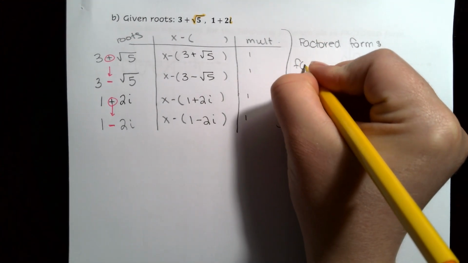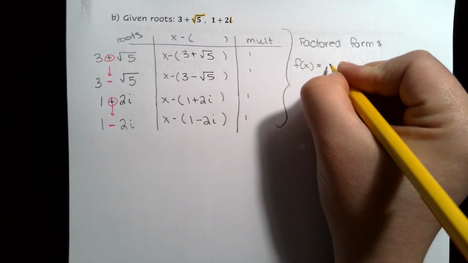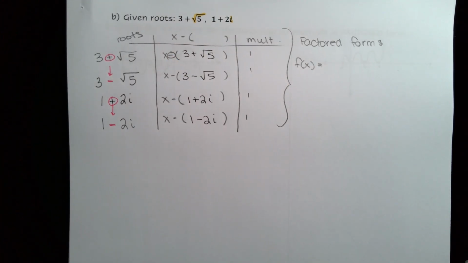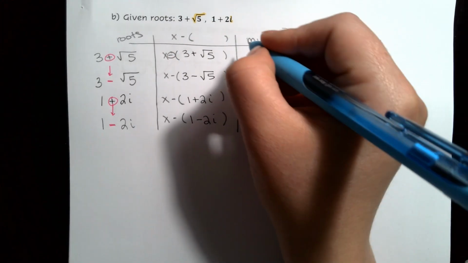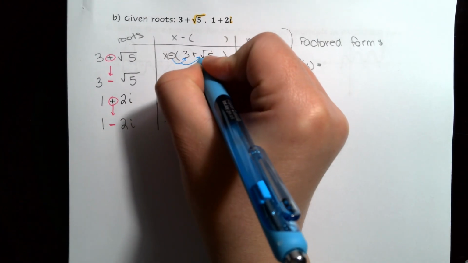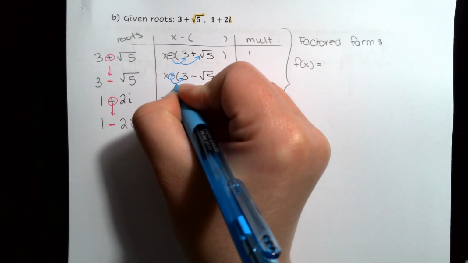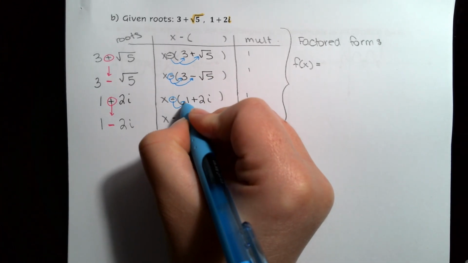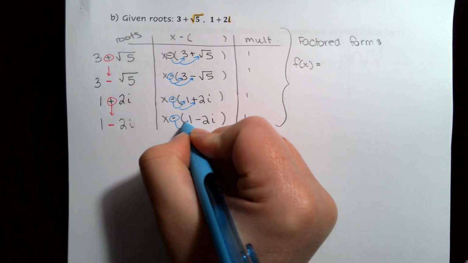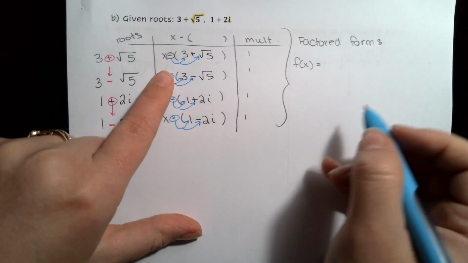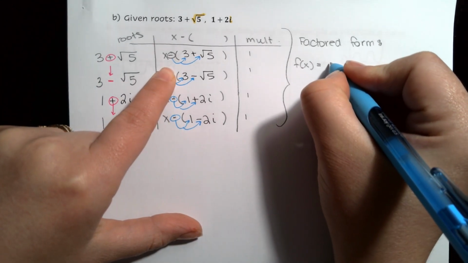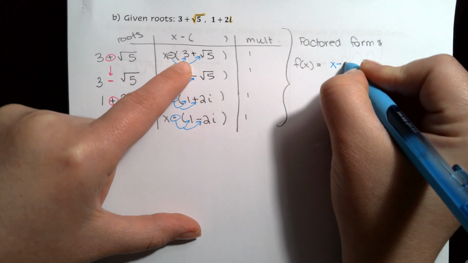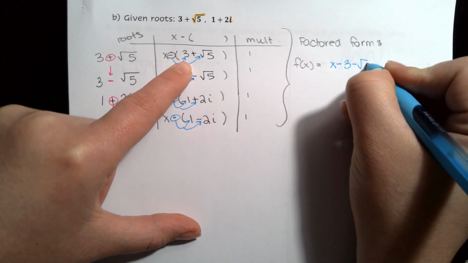they're asking for a function. So f of x is equal to, distribute this minus onto 3 and negative 5, onto positive 5 and negative, onto 1 and positive 2i, and onto 1 and a negative 2i. So our first factor is going to be x minus 3 minus square root of 5.